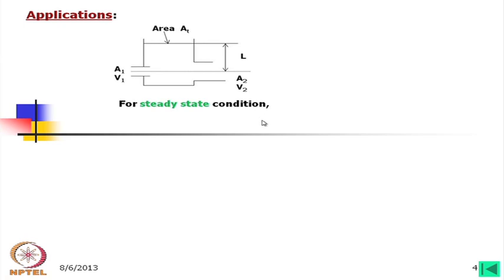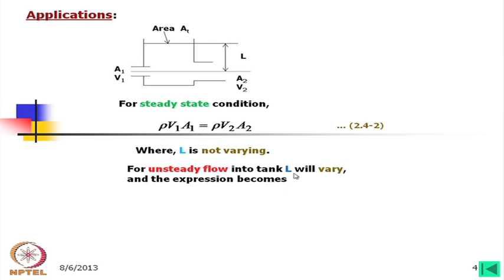Now, for steady state condition, we can write rho V1 A1 is equal to rho V2 A2. What does it mean, the steady state condition? That there will be no change in this volume, where L is not varying. Now, for unsteady flow into tank, that is this vessel, L will vary, and the expression becomes rho V1 A1 minus rho V2 A2 is equal to rho At dL by dt. This means dL by dt will be positive if this height is increasing, and automatically it will be negative if L is decreasing.